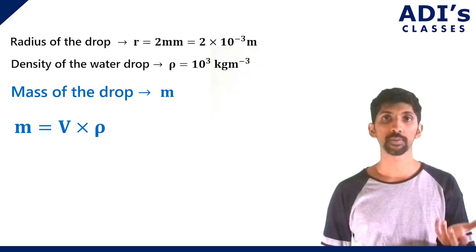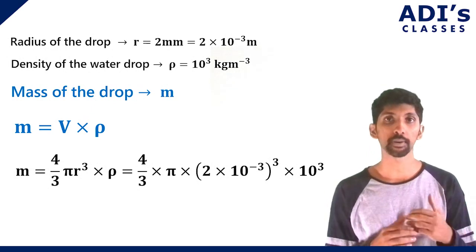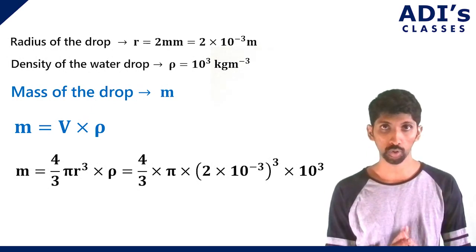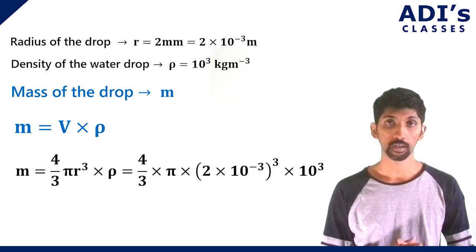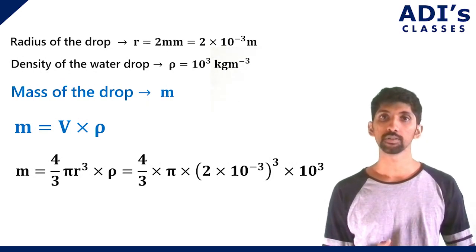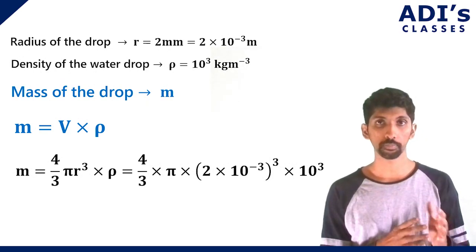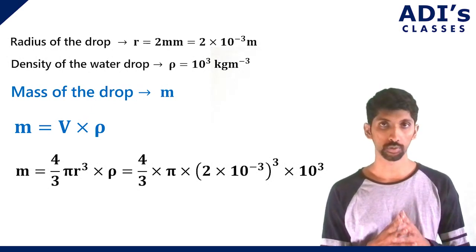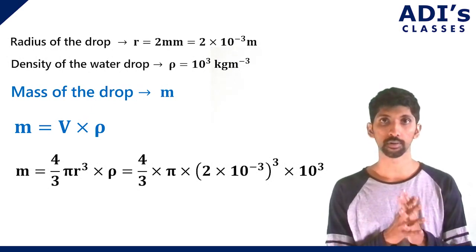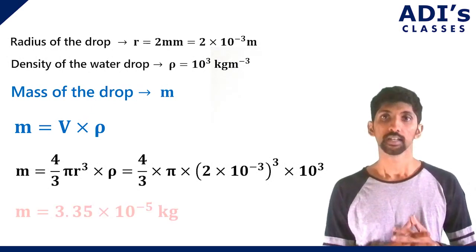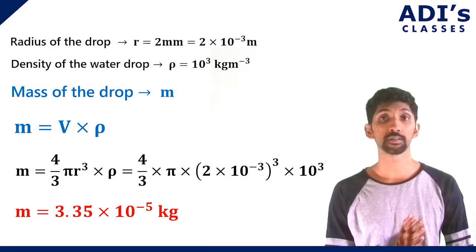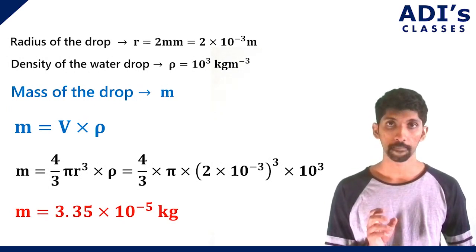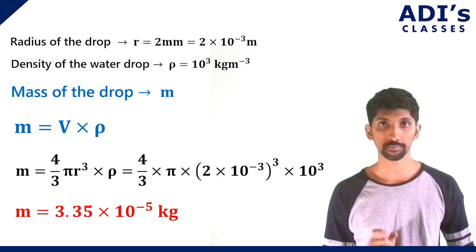Now this is a spherical drop. So 4/3 π r³ into ρ will give you the mass, ρ being the density. So substitute, we have 4/3 × π × (2 × 10^-3)³ × 10³. So we get 3.35 × 10^-5 kg. Now this is the mass of the water drop.